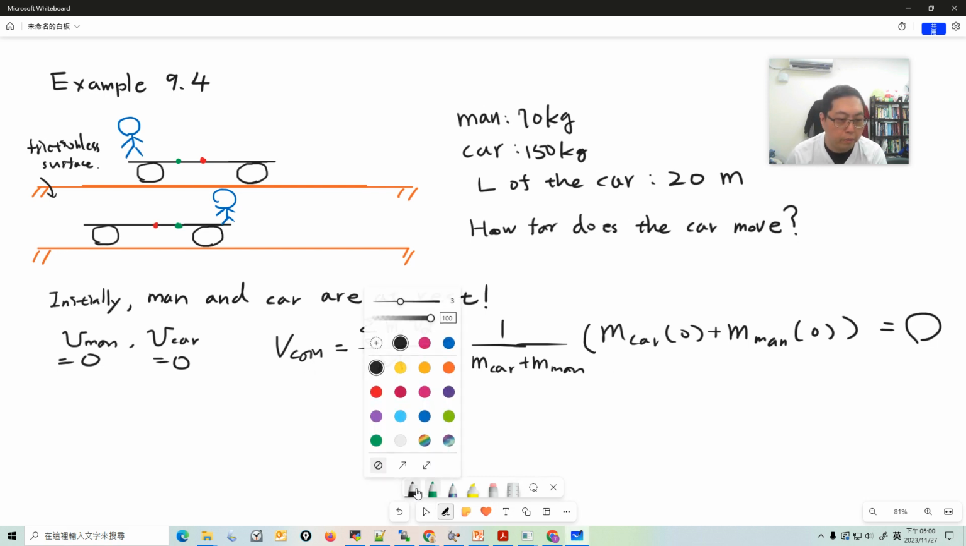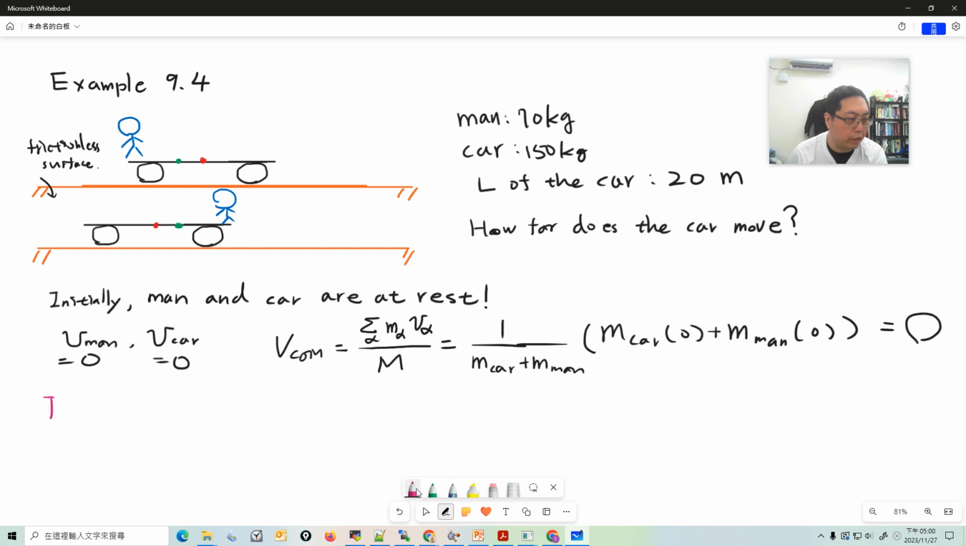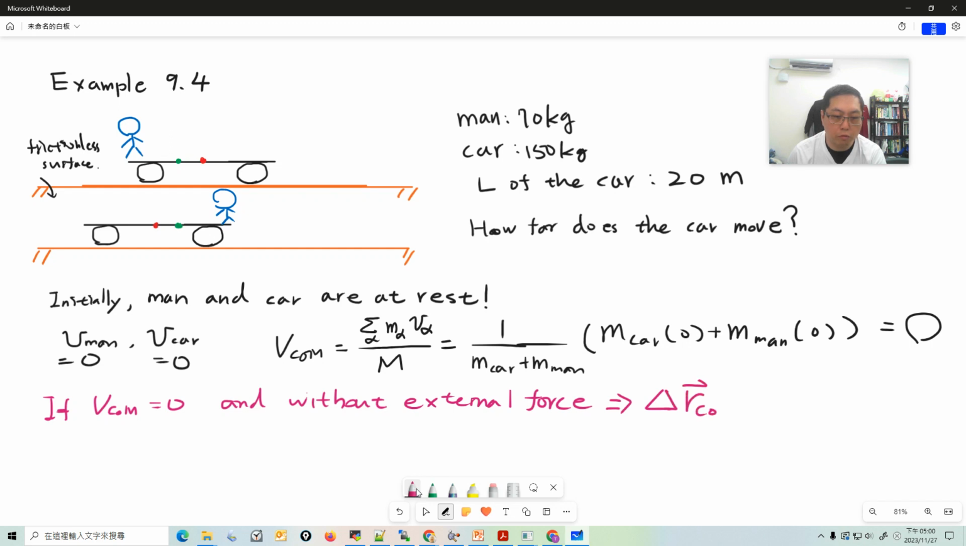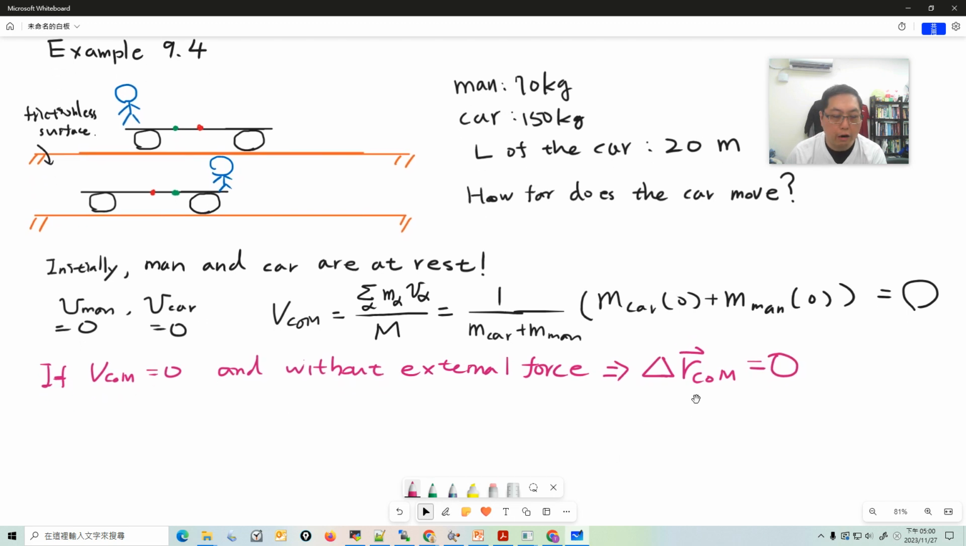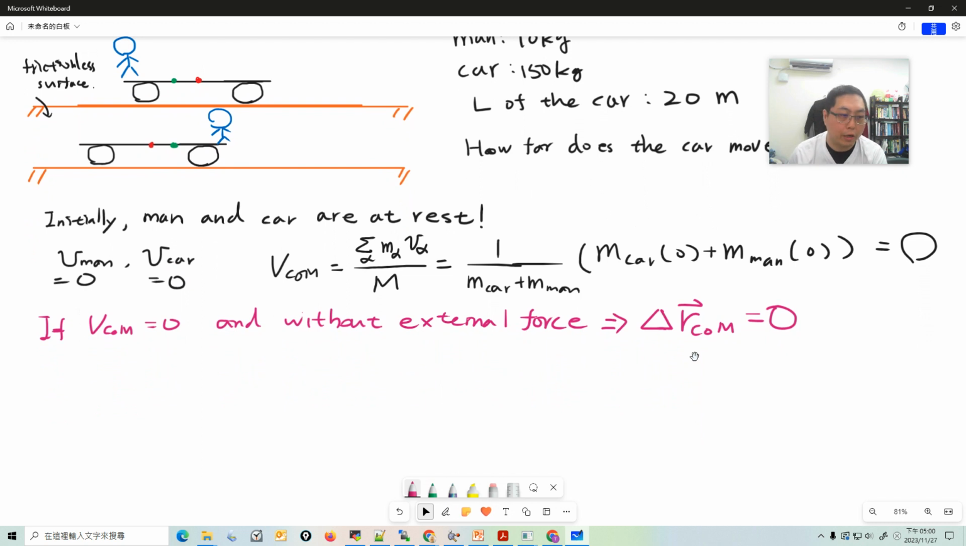And in the previous video I said, if the velocity of the center of mass is zero and there is no external force, what will this tell you? This tells you the center of mass doesn't move. Delta R equals zero. And delta R COM equal to zero will give you what equation? Do you remember that?